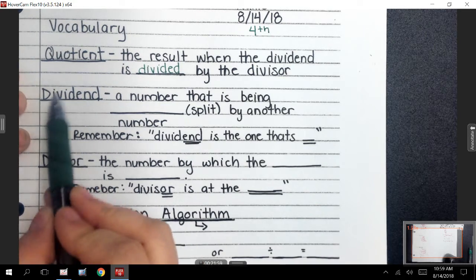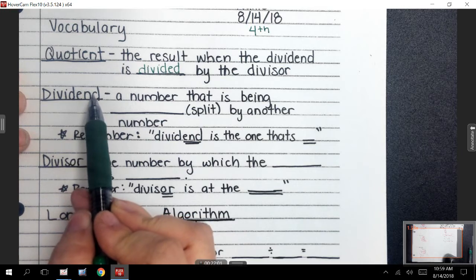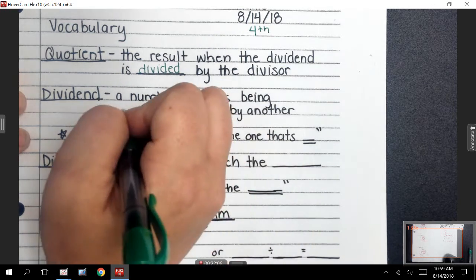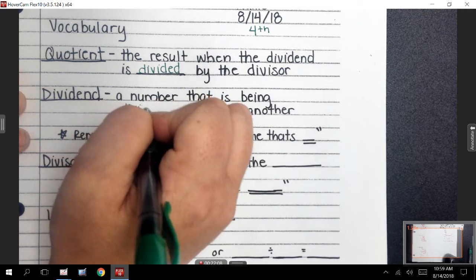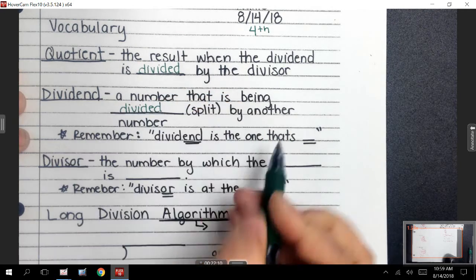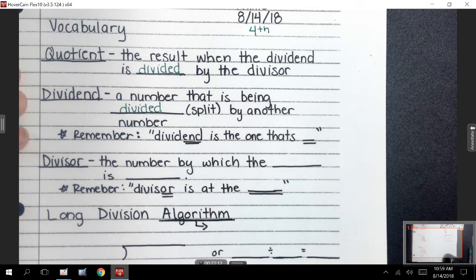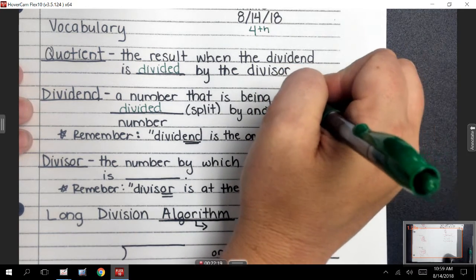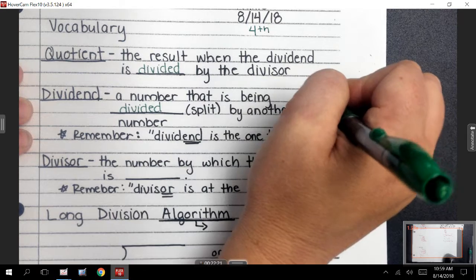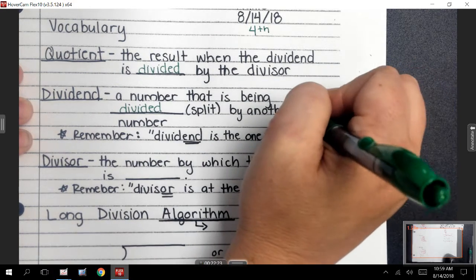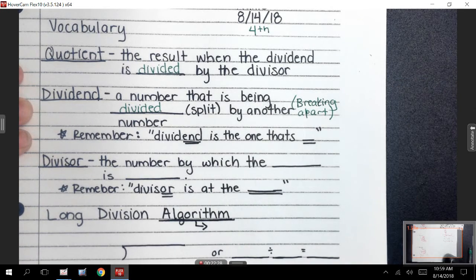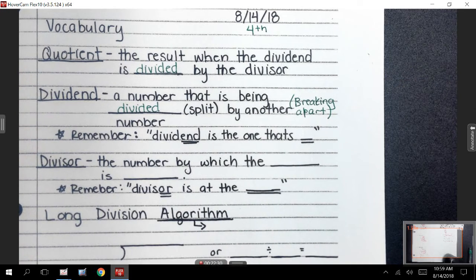All right, so let's talk about what a dividend is. The dividend is a number that is being divided or split up by another. So the dividend is what you're actually breaking apart. And maybe we can put that right here. We'll put breaking apart. Okay. So that's what you're actually splitting up.